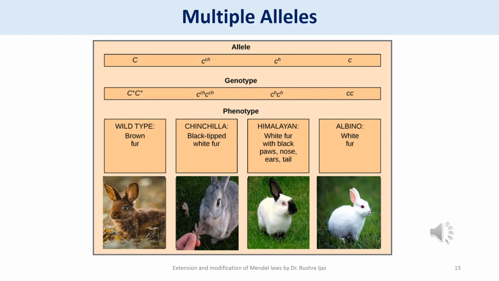Finally, we have the albinos or the colorless phenotype, which is represented by the variant small c. Since it is a diploid organism, it is represented by two small c's, and it expresses a white fur.